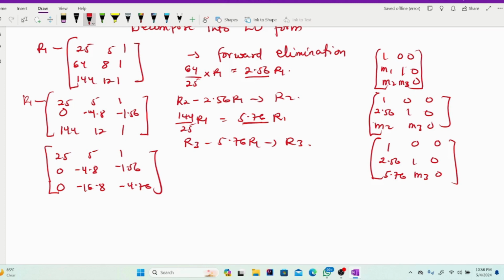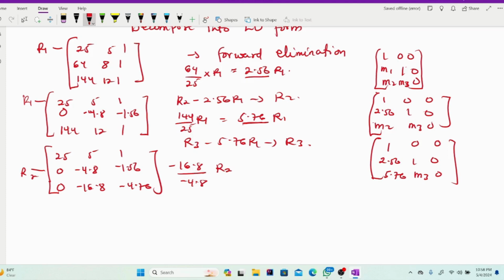So it's the same thing, it's simultaneous, okay? So let's do the second forward elimination. Here we're going to tackle this inner matrix. This row now becomes my pivot row, as row 2. So my new multiplier is what? This over this. So negative 16.8 over negative 4.8 multiplying R2.